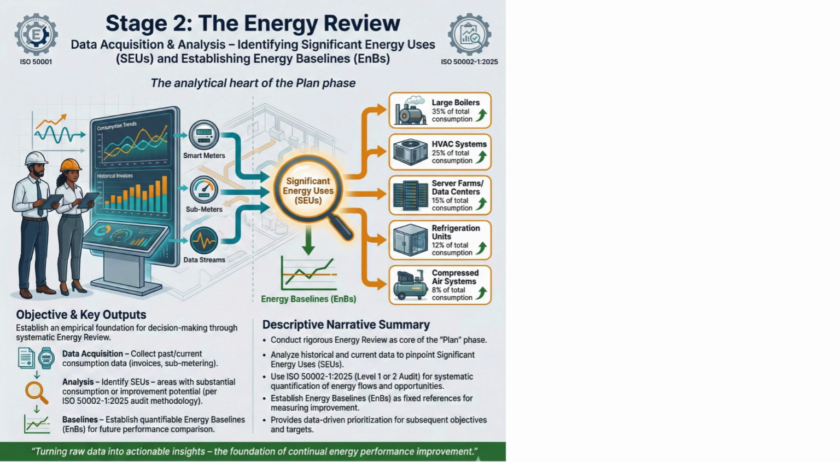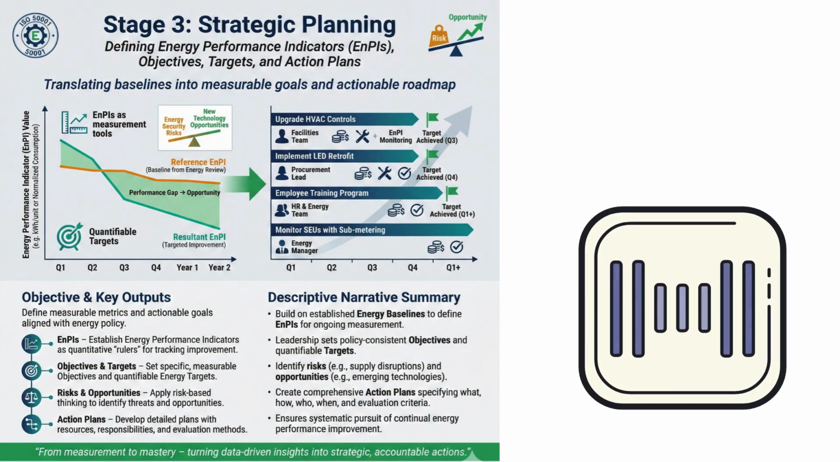Let me recap the key points. Collect and analyze past and current energy data from meters and invoices. Identify significant energy uses, SEUs, using systematic audit methods, ISO 50002-1:2025. Establish quantifiable energy baselines, ENBs, for future comparisons. This gives us the data-driven foundation. We're now at Stage 3, strategic planning, indicators, objectives, and targets.